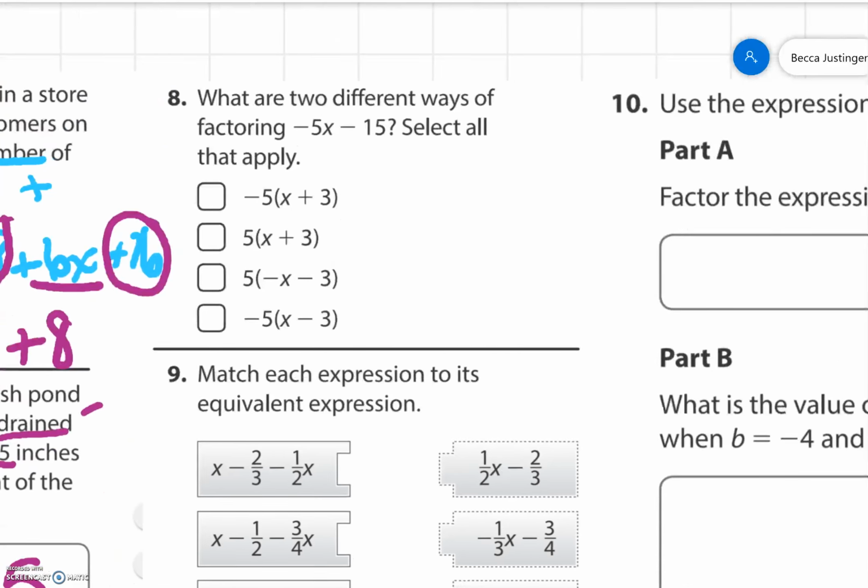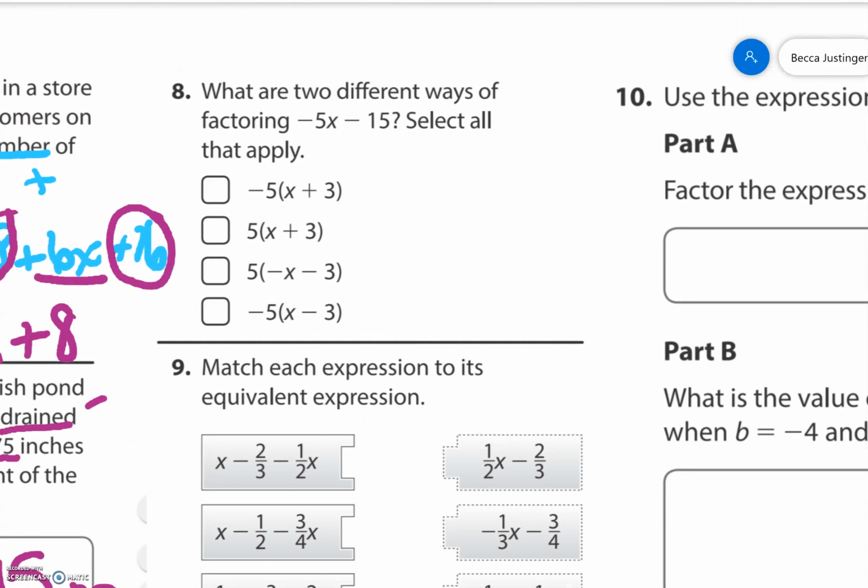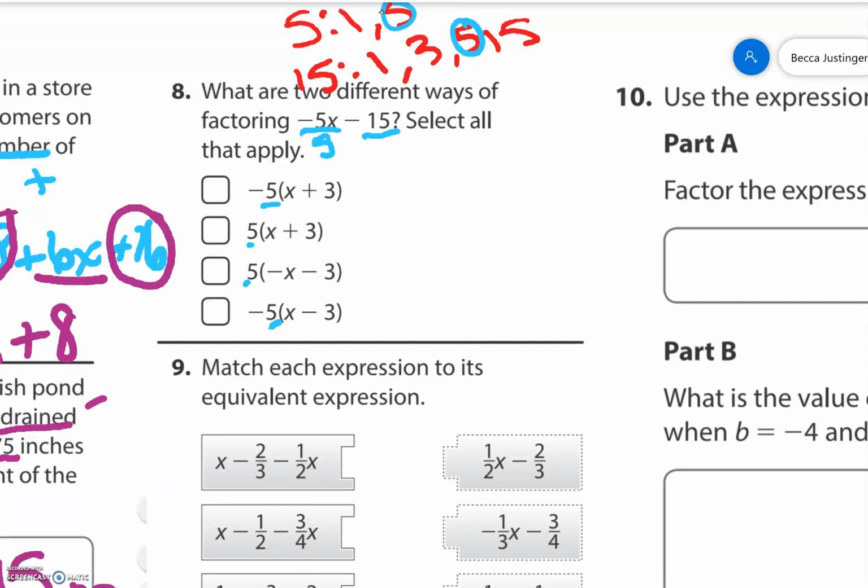All right, number 8. What are 2 different ways of factoring negative 5x minus 15? Well, I know the factors of 5 and 15. 5 is just 1 and 5, and 15 is 1 and 15, and 3 and 5. So the GCF is 5, which makes sense because you see the 5 on all of these. So I'm going to take out a 5, divide out a 5.